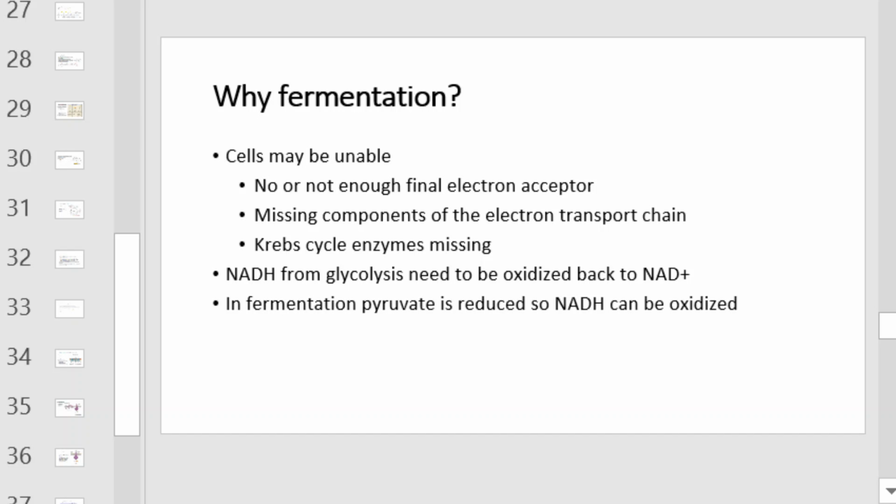Why do fermentation? Cells may be unable to or not have enough final electron acceptors and therefore must do fermentation to recycle them. Cells may be missing components of their electron transport chain. The Krebs cycle enzymes might be missing. And again, fermentation is then required. NADH from glycolysis needs to be oxidized back to NAD to keep glycolysis running. In fermentation, pyruvate is reduced so NADH can be oxidized.